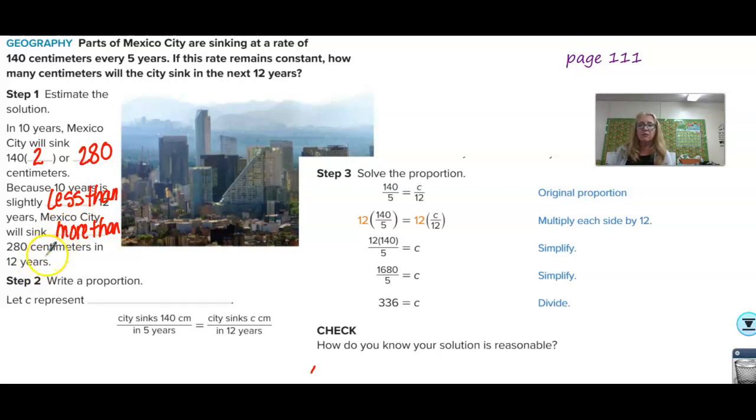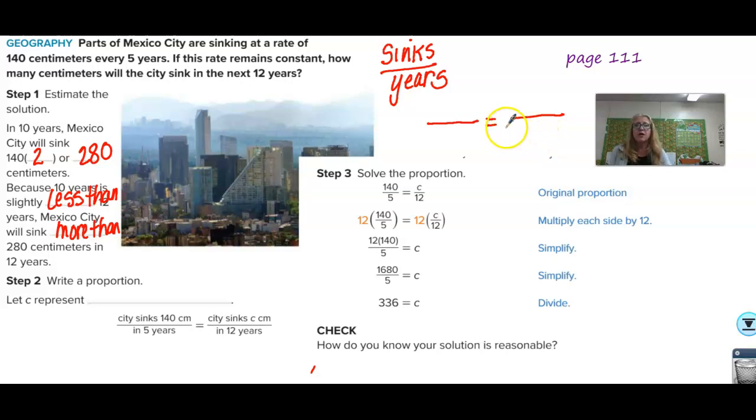So generally with these kinds of word problems, I always tell my students to make a word fraction to guide you. So what I would make in this case is how much it sinks in how many years. You make a word fraction to keep yourself honest, because when you're making a proportion, you have to do samesies. If you're going to have how much it sinks over how many years here, you've got to have how much it sinks over how many years here. That's how you set up a proportion.